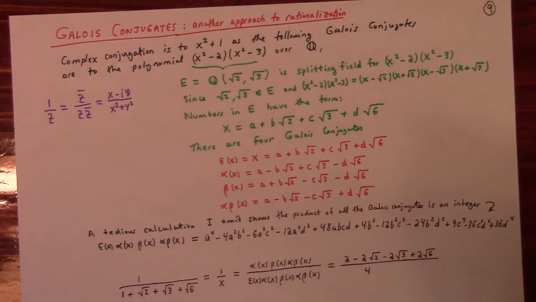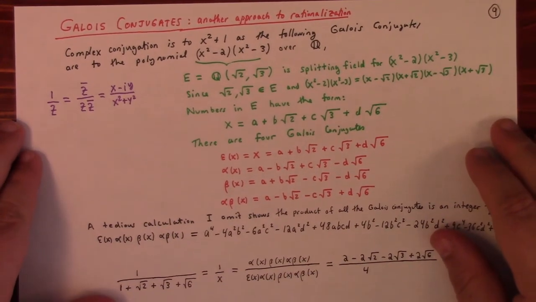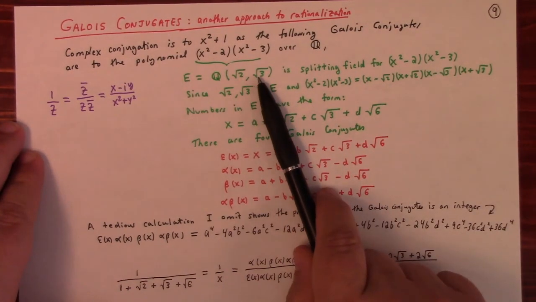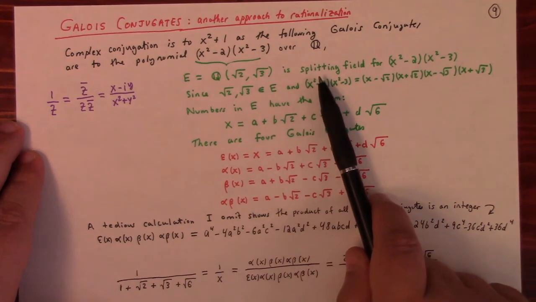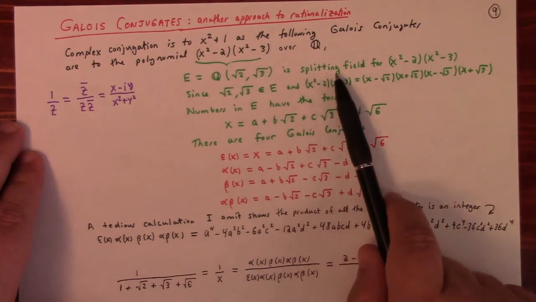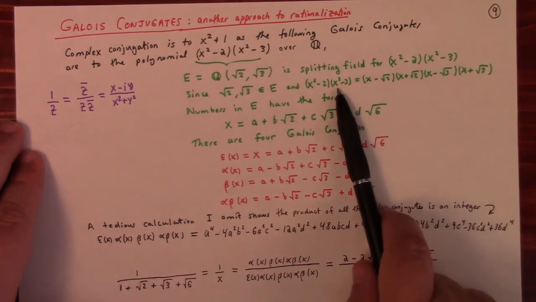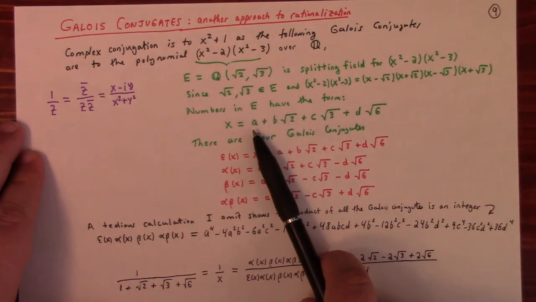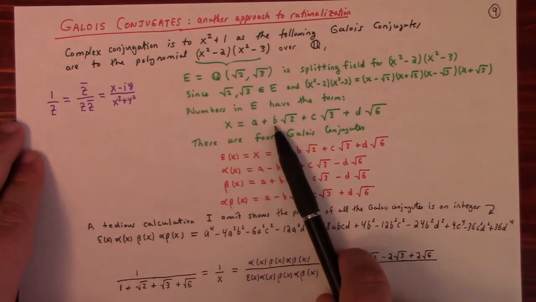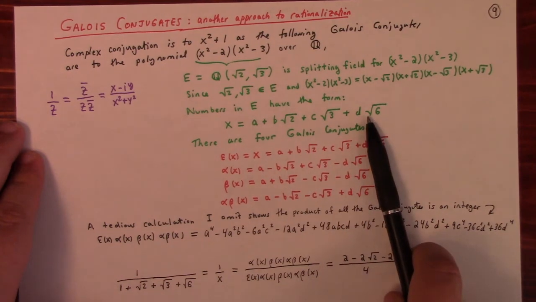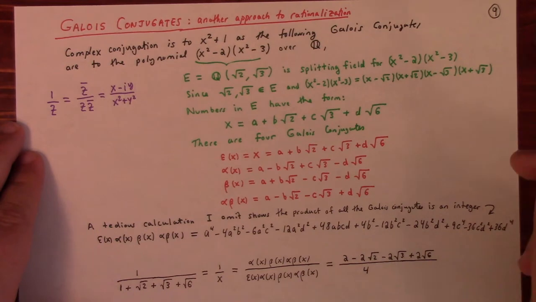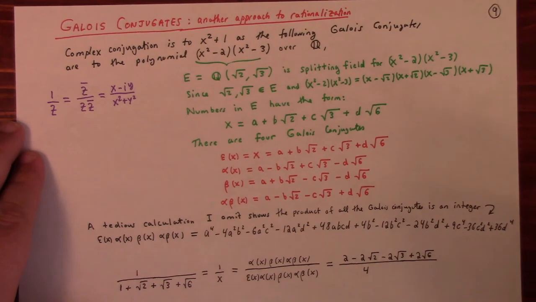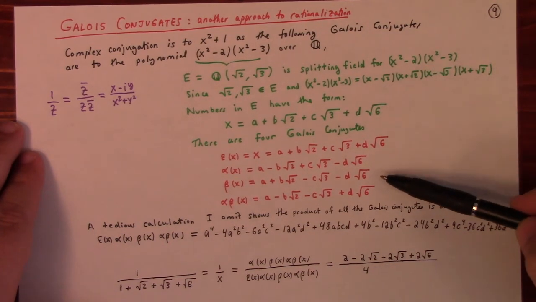It turns out that when you study more complicated examples, like for example this one, if you have a number field which includes the square root of 2 and the square root of 3, that's actually what's called the splitting field for x squared minus 2 and x squared minus 3, because it completely factors in that field. And in this number system, you have numbers of the form a plus b root 2 plus c root 3 plus d root 6. Here a, b, c, and d are all rational numbers. And in this context, there's not 1, not 2, not 3, but actually 4 Galois conjugates. And here's the formulas for them.